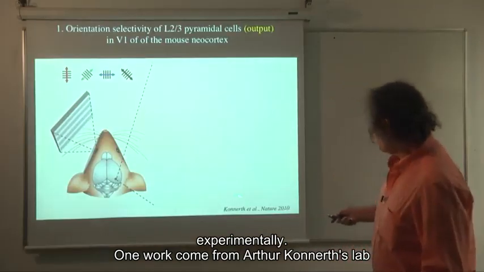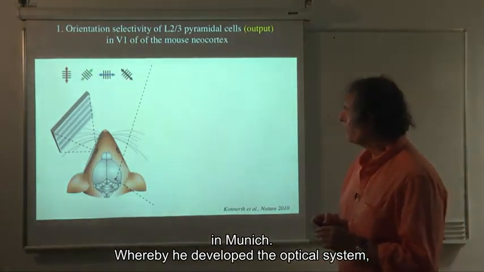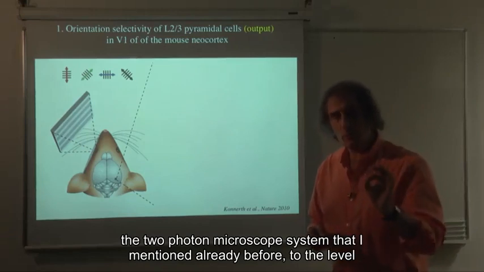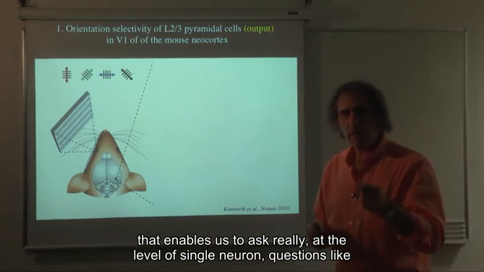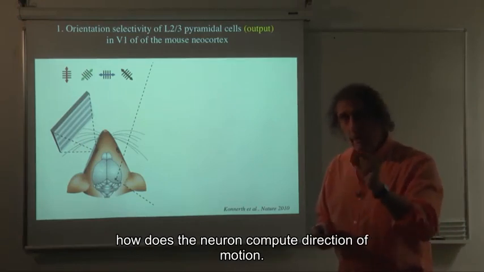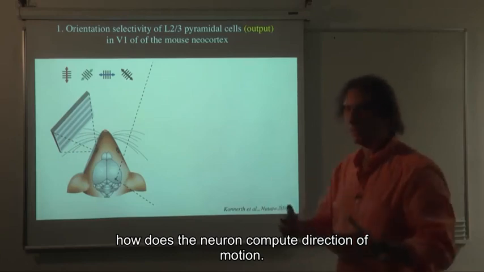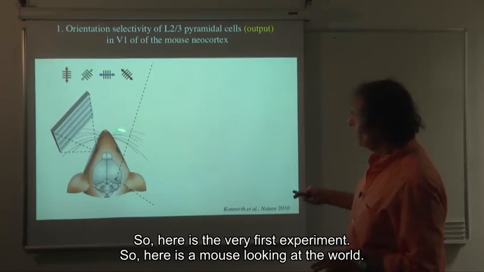One work comes from Arthur Konnerth's lab in Munich, whereby he developed the optical system, the two-photon microscope system that I mentioned already before, to the level that enables us to ask, at the level of a single neuron, questions like, how does the neuron compute direction of motion? So here is a very fast experiment. Here is a mouse looking at the world.